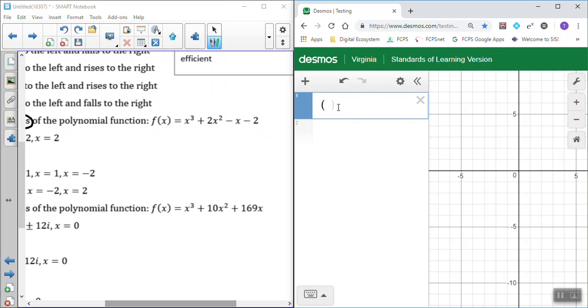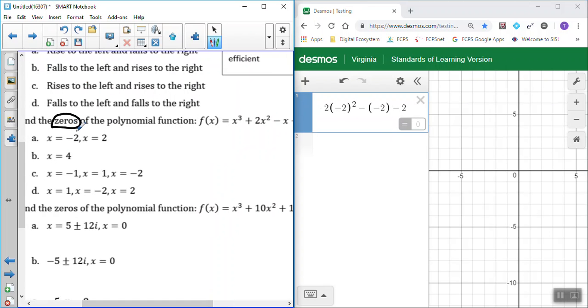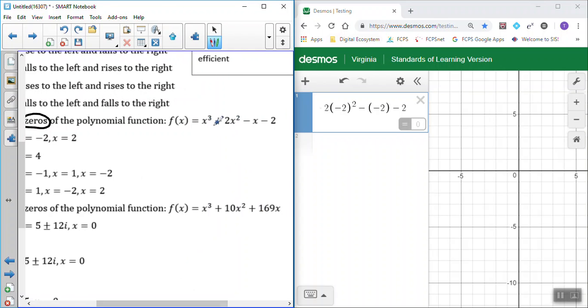So you have -2 cubed plus 2x, well, x is -2. I'm just checking this. 2 times -2 to the second power minus x is -2 minus 2. And I'm interested to see if it gives me a 0. What did I just do here? I took my answer choice -2 and I plugged it in here. Okay. I just used parentheses. So for x, I put -2. Okay, let me type it out.